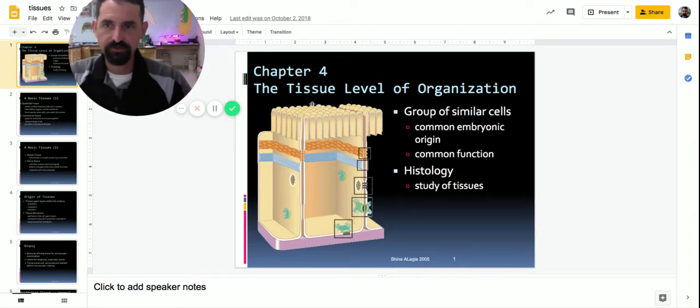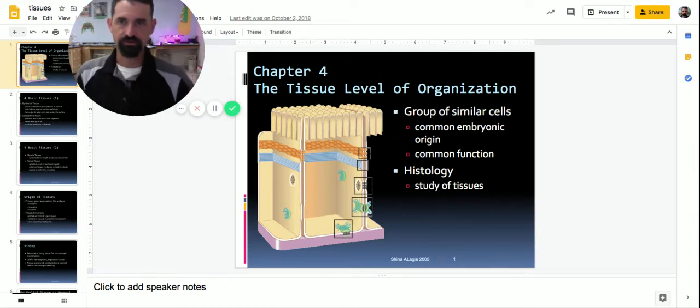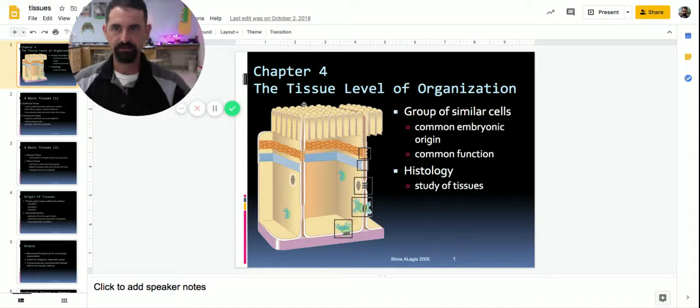All right, hello. So this is the beginning of chapter 4, the tissue level of organization lecture. We're going to try doing this with a screen sharing here so that way you can see the lecture notes as I'm going through this. So we're ready to begin talking about tissues.